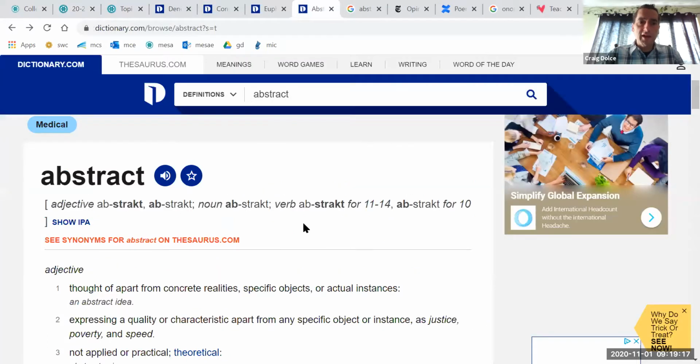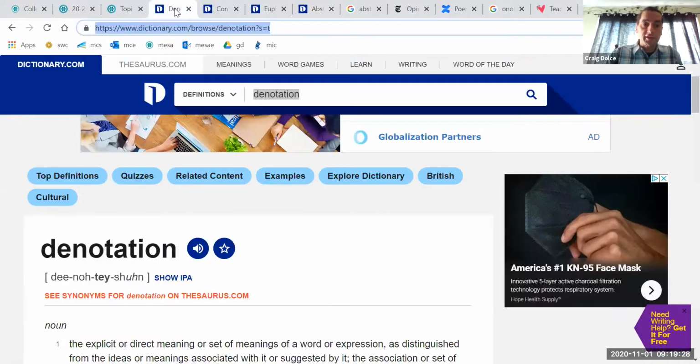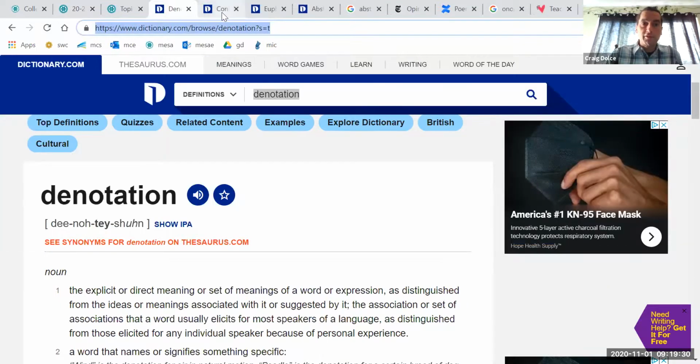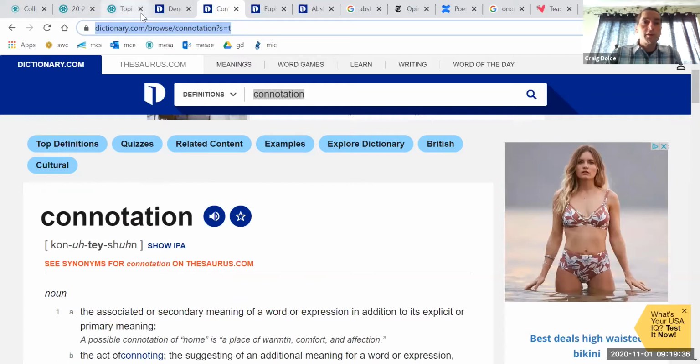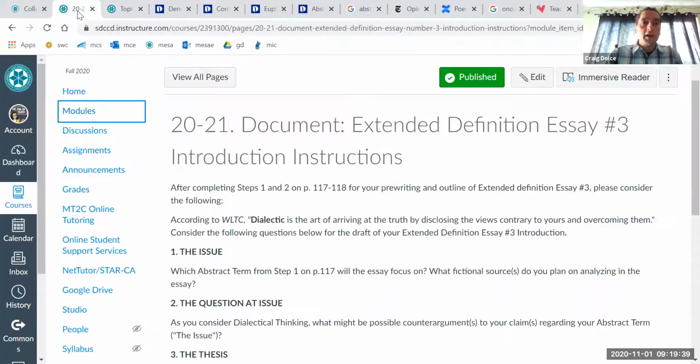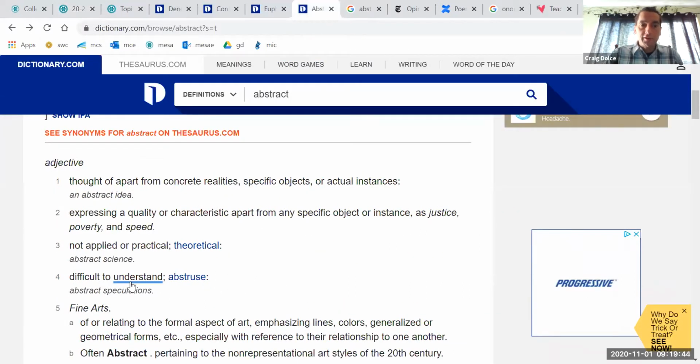So we start with the idea of abstract, right? For this prompt, what is difficult to understand about the word, apart from concrete realities, apart from the denotation, the explicit or direct meaning, you're going to focus more on the connotation, the associated or secondary meanings of a word, right? So as we get back to our instructions and we consider this notion of the word abstract, difficult to understand, expressing a quality or characteristic apart from any specific object, as justice, right? So again, begin with the denotation, but then go beyond it.